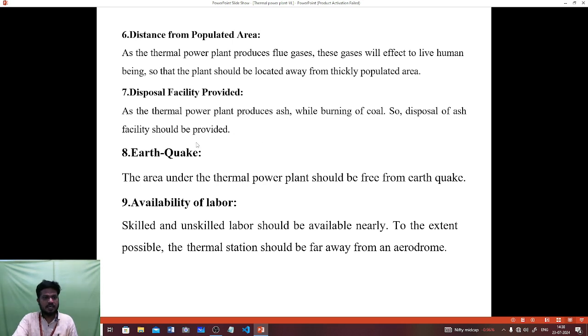And then earthquakes: the area for the thermal power plant should be free from earthquakes to avoid natural hazards. And regarding the availability of labor, skilled and unskilled labor should be available nearby. To the extent possible, the thermal station should be far away from an aerodrome.